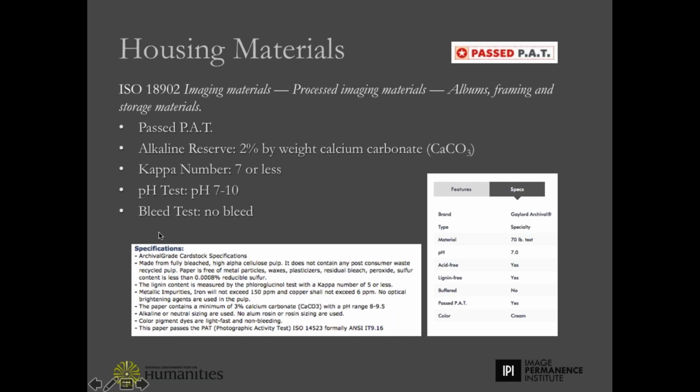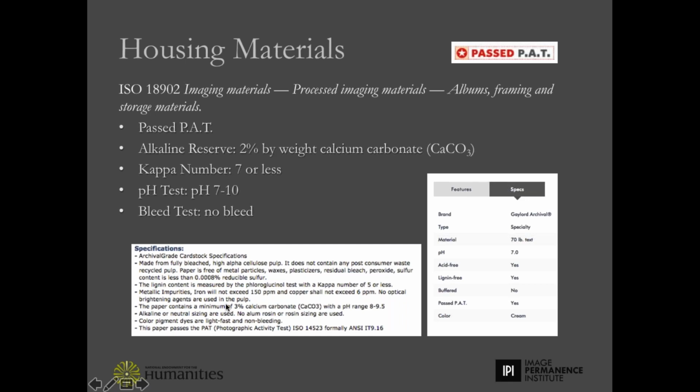So what we have here are actually screenshots from reputable archival supply companies. And these are both for paper envelopes. So we have this big banner, pass the PAT, right? This one gives you pretty basic information, but it does tell you that it has a pH of 7.0. Okay, we're looking for between 7 and 10, perfect, right? Acid-free, lignin-free. Okay, so this is actually suggesting that we've got the kappa number of 7 or less, and it's passed, again, that pH test, and it's passed the PAT.